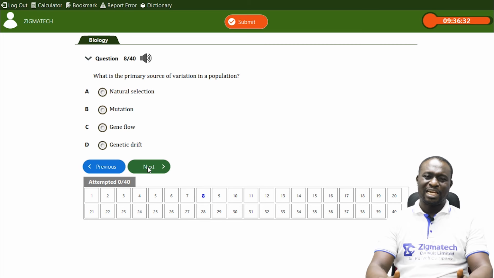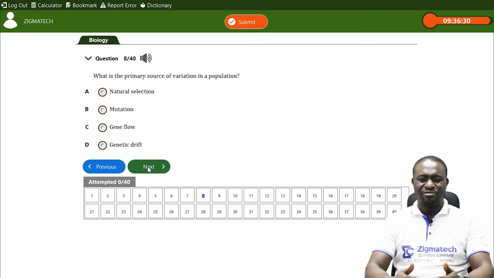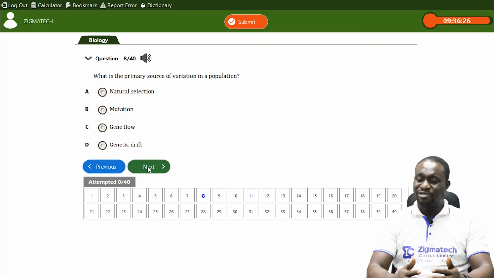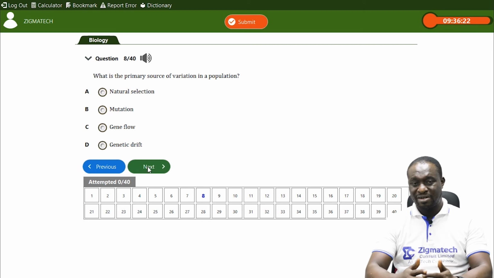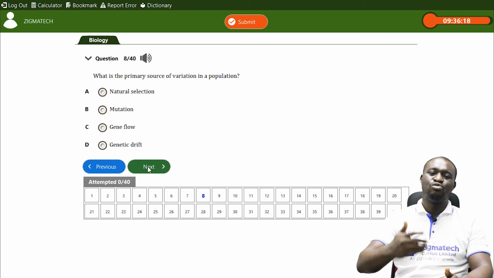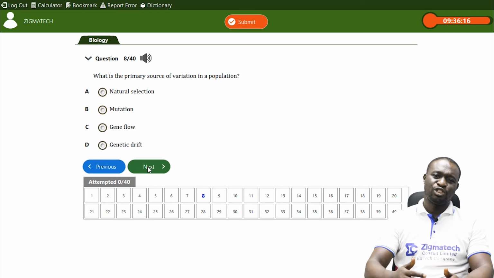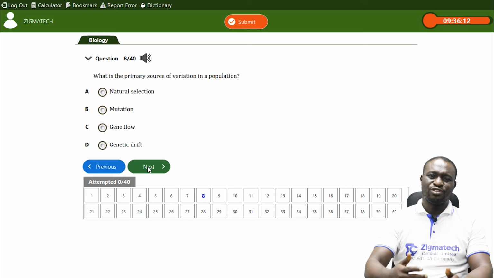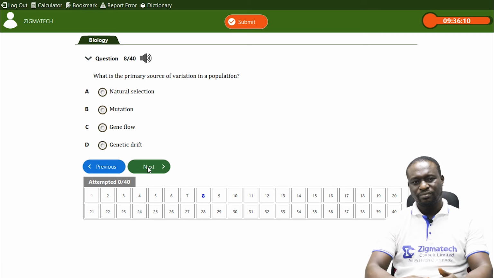Now, natural selection does not bring about variation. Gene flow does not bring about variation. Genetic drift does not bring about variation. What brings about variation is actually mutation. Mutation is simply an alteration in the genetic constitution of an organism.